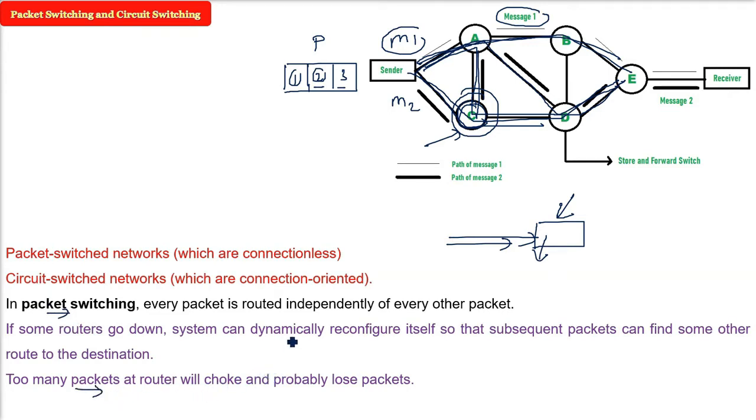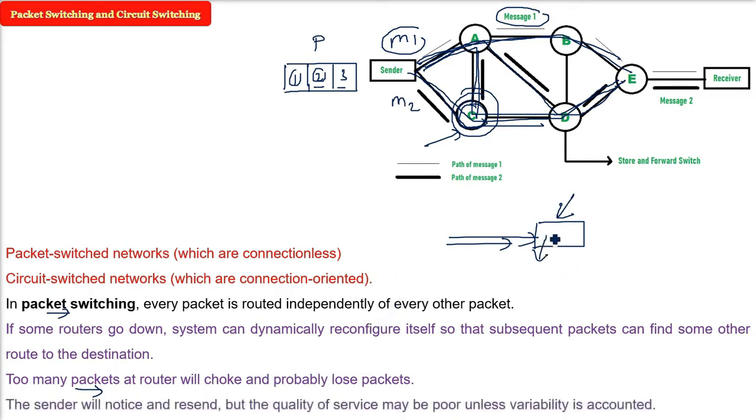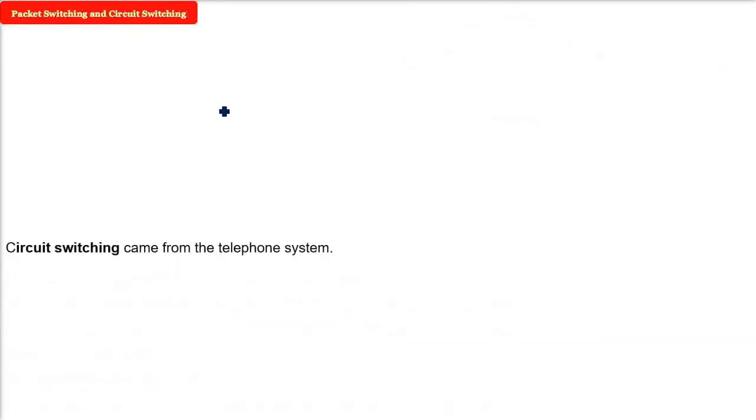We'll take the differences also, a short way of discussing these two. So the sender will notice and resend, but the quality of service can be poor, because it has to be accounted for which packet was dropped and which wasn't. So the quality of service of packet switching is not as good as that of circuit switched networks. For example, you are sending an image as a message in packets, and one packet is lost. How do you see it at the destination?